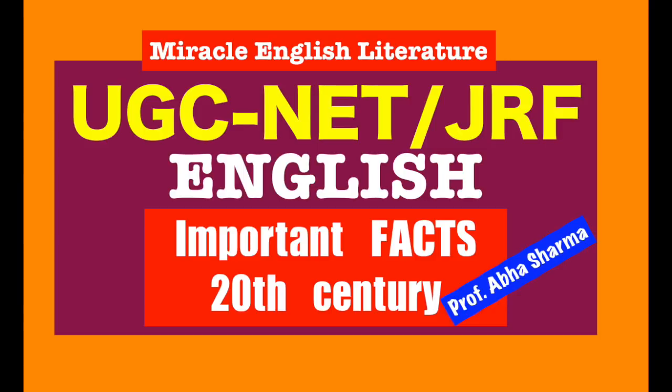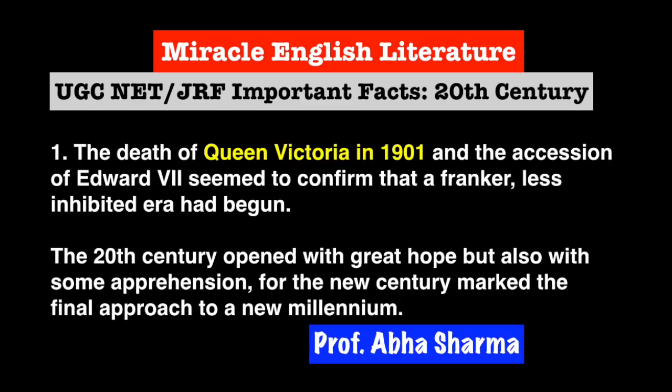In my last video, I discussed with you the important facts which would be helpful to you to crack this UGC NET exam. I had already covered from the Elizabethan age to the Victorian age. The Victorian age is considered from 1832 to 1901, when Queen Victoria died. So let's begin the important facts of the 20th century in this video.